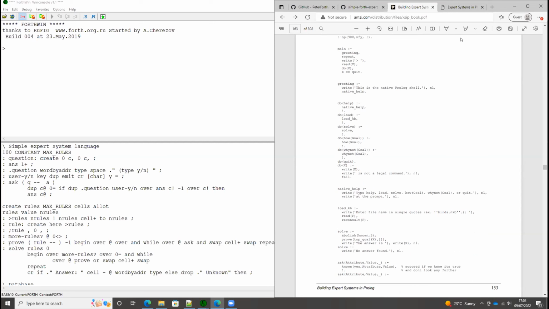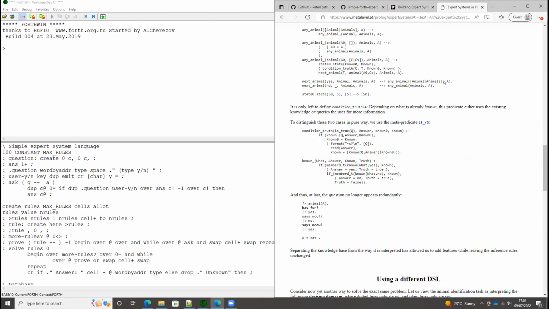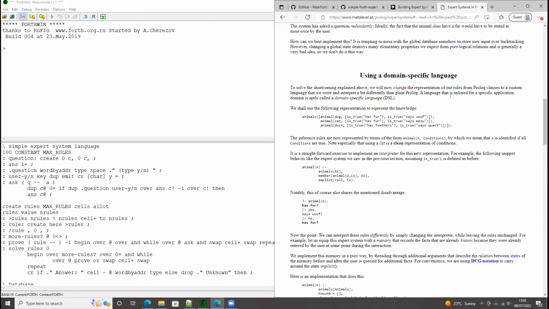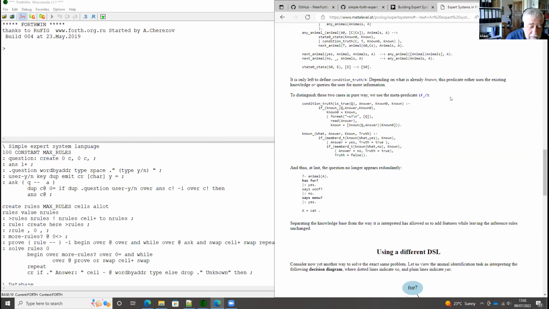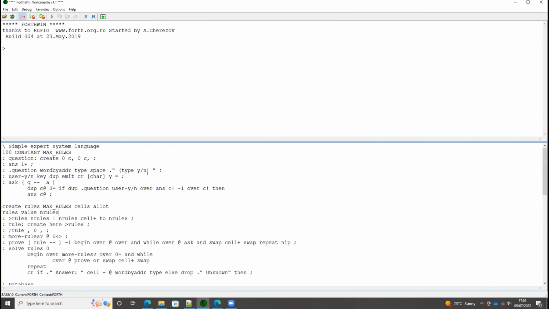And so I looked at a tutorial from my teacher who's been teaching me Prolog. And again, first thing he's saying, use a domain-specific language. And he shows that, and it's not extremely hard, but it wasn't as simple as I expected. So then I said, well, why not just implement an expert system language in Forth? And that's what I did. And that's what I have on the left here, in Forth Win.